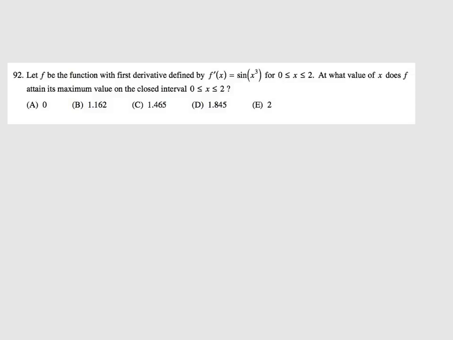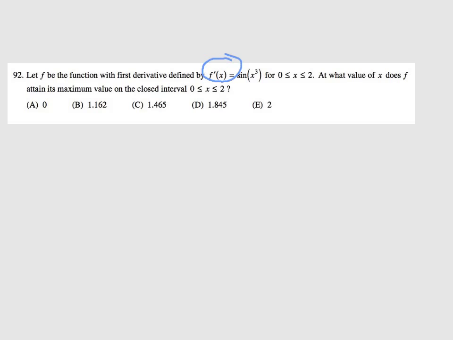Question 92. Let f be the function with the first derivative. So that's interesting. They give us f prime is equal to sine cubed x, for the closed interval from 0 to 2. At what value of x does f attain its maximum value on the closed interval from 0 to 2?